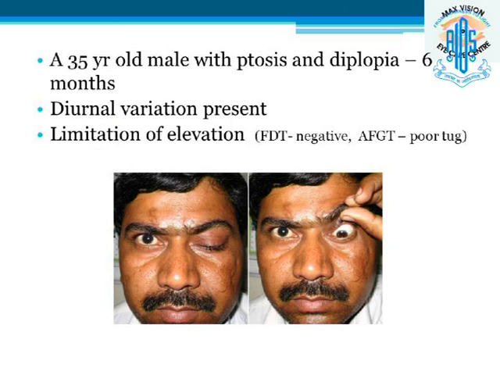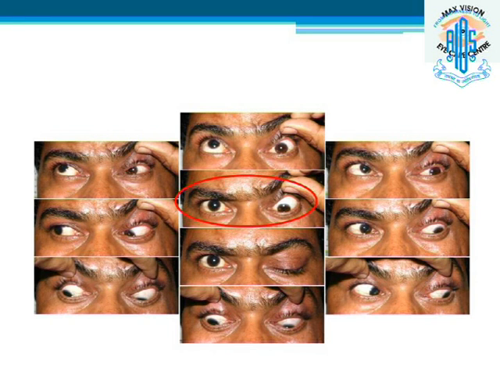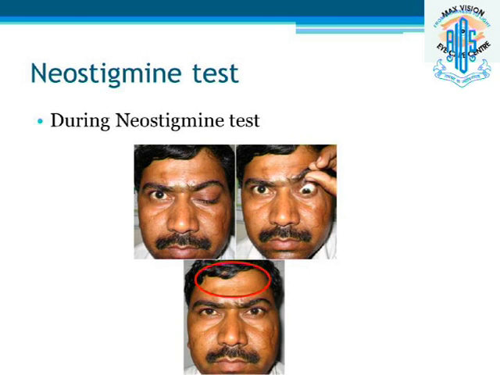Another case: a 35-year-old male with ptosis and diplopia for the last 6 months with diurnal variation. He has a free FDT and AFGT shows poor tug, so probably there is an underaction of the superior rectus. And these are the nine gaze positions of this patient. The patient undergoes the neostigmine test. We can clearly see he's aligned. So this is a case of myasthenia gravis.